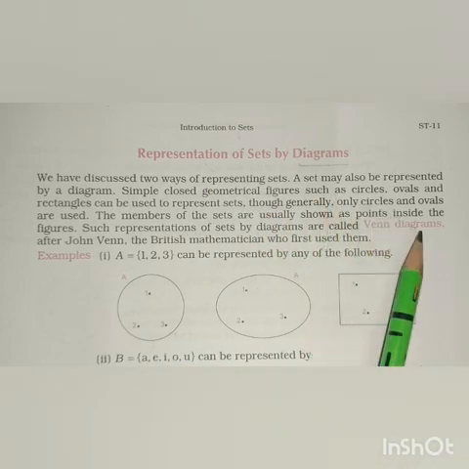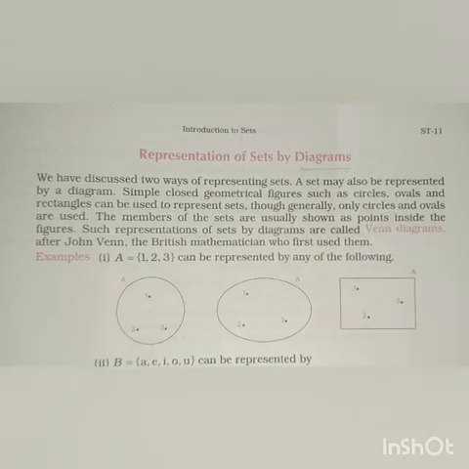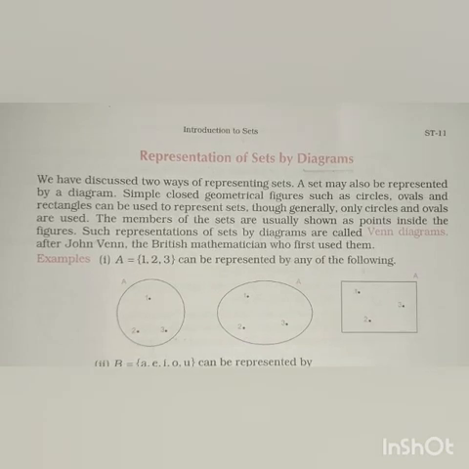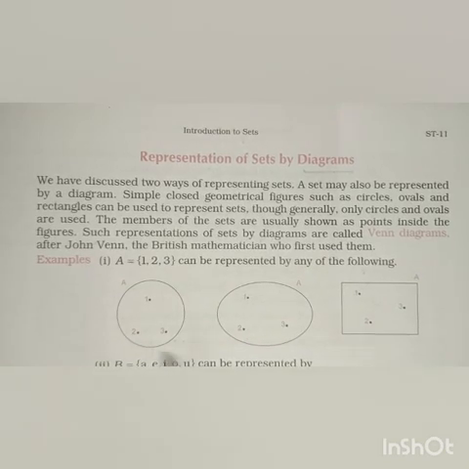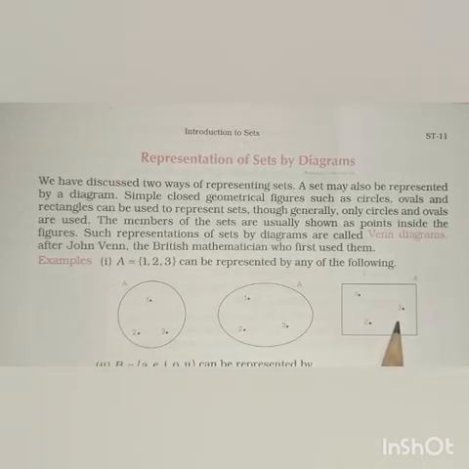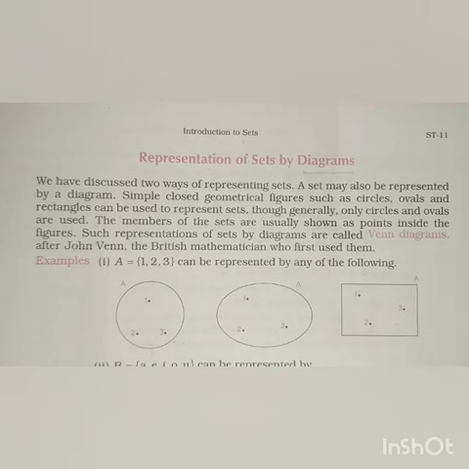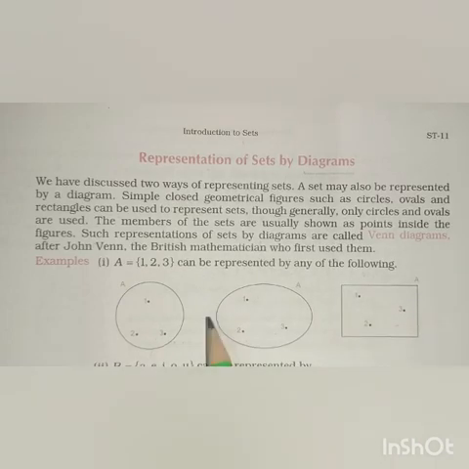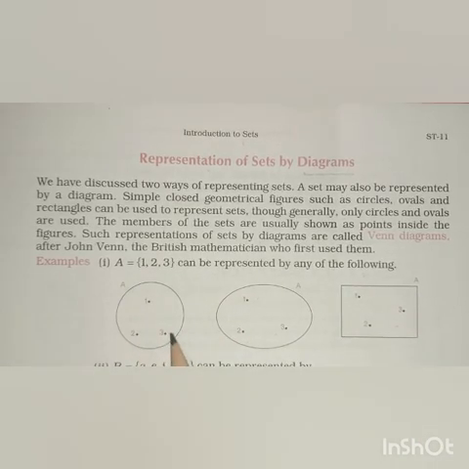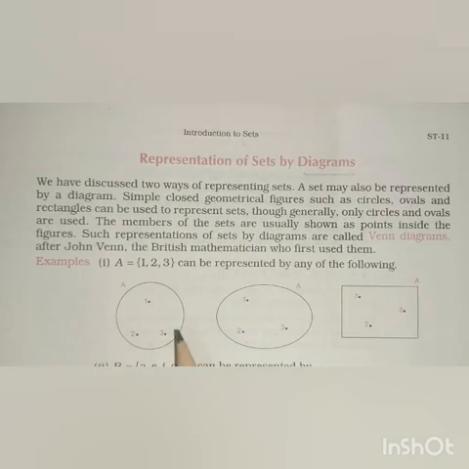A set may also be represented by a diagram. Simple closed geometrical figures such as circle, oval and rectangle can be used to represent the set. Okay, so generally only circle and oval shapes are used and the members of the set are usually shown by a point inside the figure.